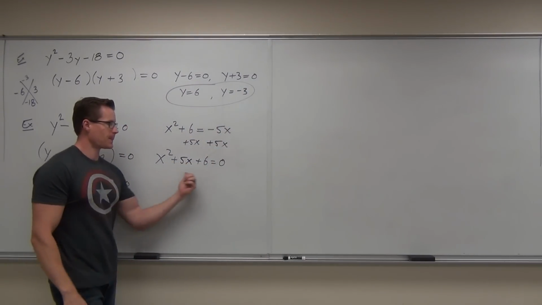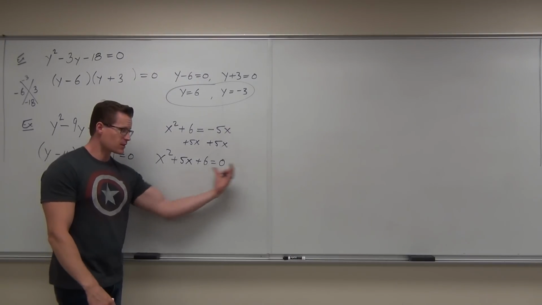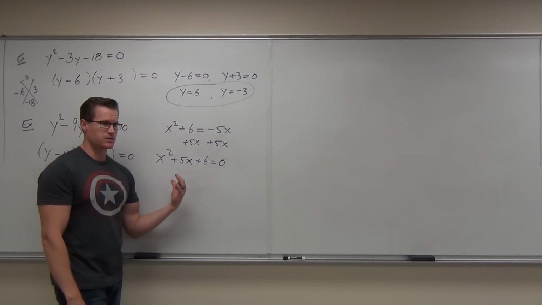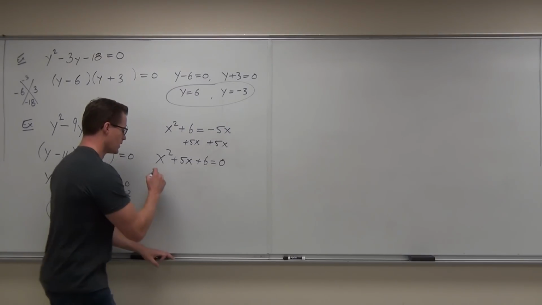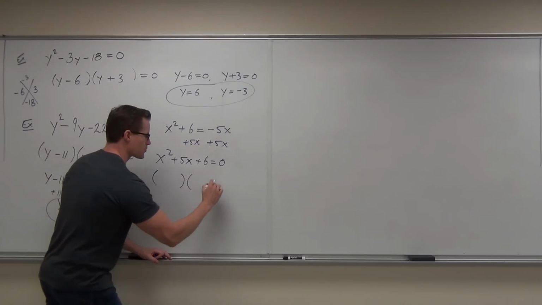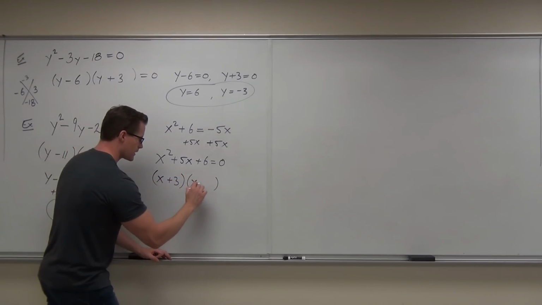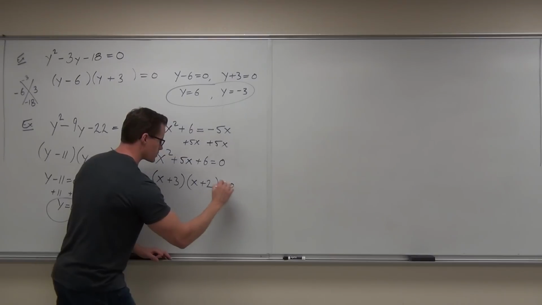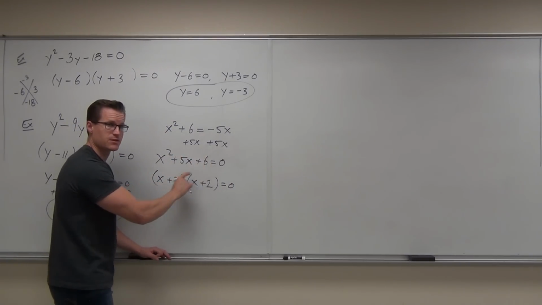Now at this point, check it again. Is it in order? Yes. Is everything on one side? Yes. Is our first term positive? Yes. That's what we want. Can you factor it? Sure. In fact, this factors as the 3 and 2. X plus 3, x plus 2 equals 0. And I know that because I'm adding to a positive and multiplying to a positive, I have to have the same signs. It's the only way to get there. Did you get the 3 and the 2?